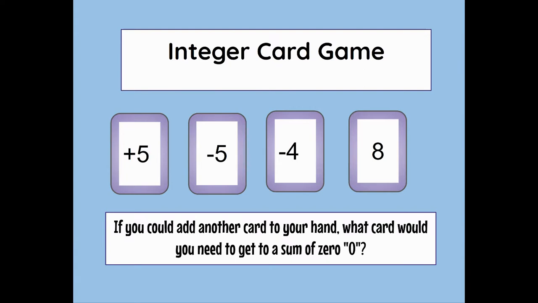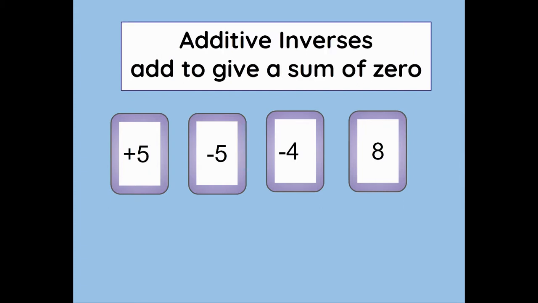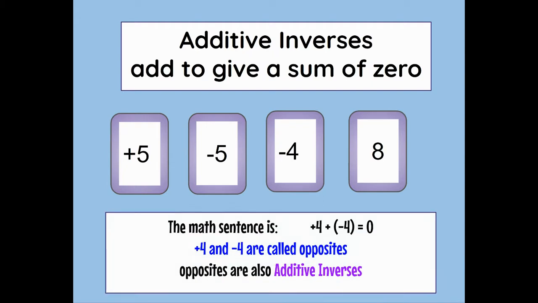If you could add one other card, what card would you need to get to a sum of 0? Remember, additive inverses add to give a sum of 0. So this problem becomes positive 4 plus a negative 4 is equal to 0. Positive 4 and negative 4 are called opposites. Opposites are also called additive inverses.